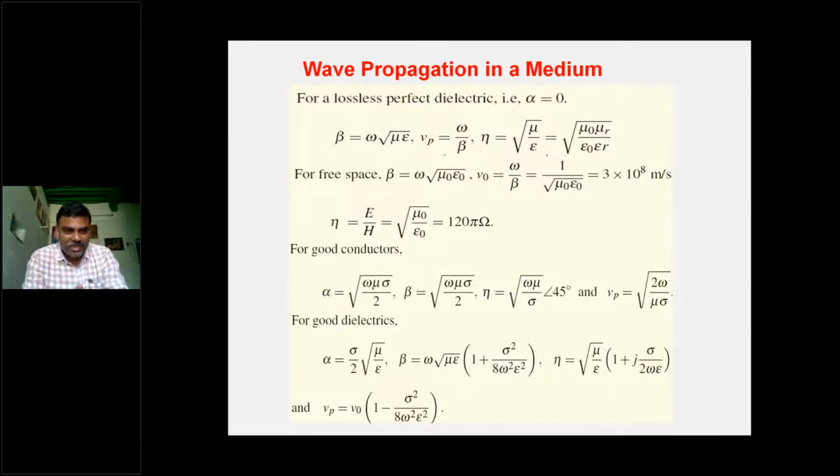Similarly, for the good dielectric we have the alpha, beta formula and eta formula, and here the phase velocity is different than free space or good conductor phase velocity. Okay, so these are the general expressions, or you can say the general wave propagation characteristics of the different media: good conductors, good dielectrics, free space, and perfect dielectric.